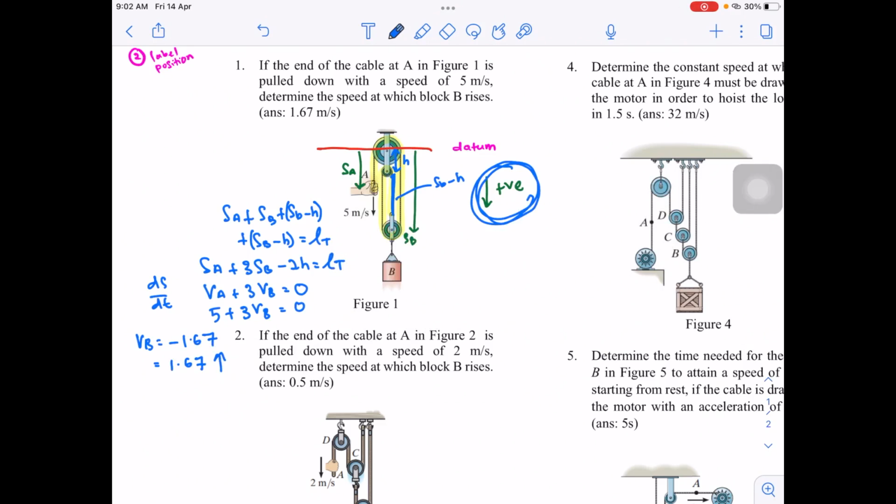Okay, itu cara pertama. Kalau you tak suka nak buat H, you just cancel saja, abaikan saja sebab dia constant. You buat sajalah SA tambah SB. Tapi kita kena draw datum kat tempat lain. Okay, contohnya sebagai contoh lain.